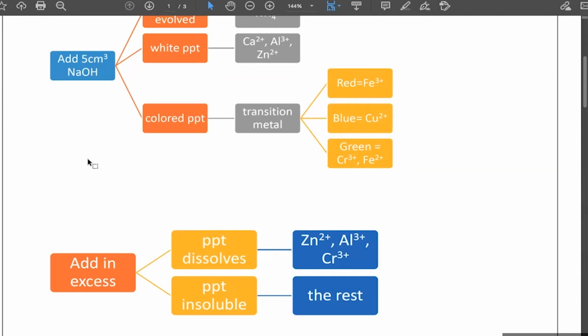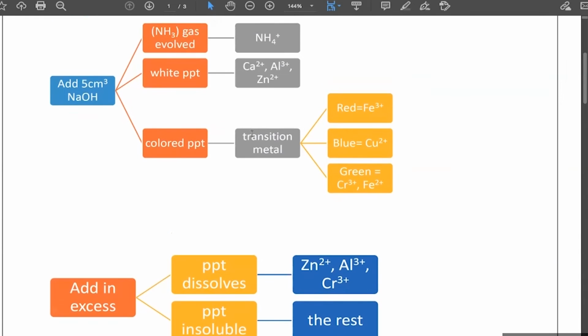Now, obviously, it's a solubility test. Either the thing will dissolve or it will not dissolve. If it is dissolved, then we have only three options: zinc, aluminium, and chromium 3. These are the ions that dissolve. So how does that help? In the white precipitate category, we had calcium, zinc, and aluminium. But now that zinc and aluminium have dissolved, we know that calcium is the one that does not dissolve.